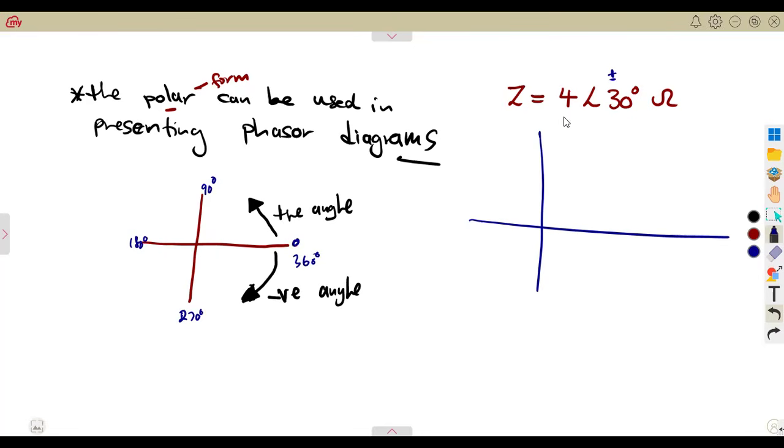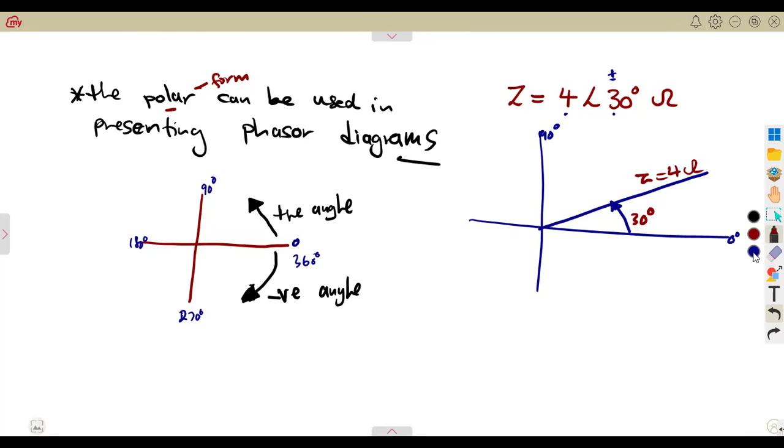So I want to present 4 angle of 30. 30 degrees is positive, as we can see. So which direction? Positive, anti-clockwise. So you're going to present it anti-clockwise from the 0 degrees here. But this is before 90 degrees, so you can just assume that 30 degrees is somewhere there. Then we present our Z. So this will be 30 degrees, and our Z is equal to 4. We've presented it using the polar form concept.